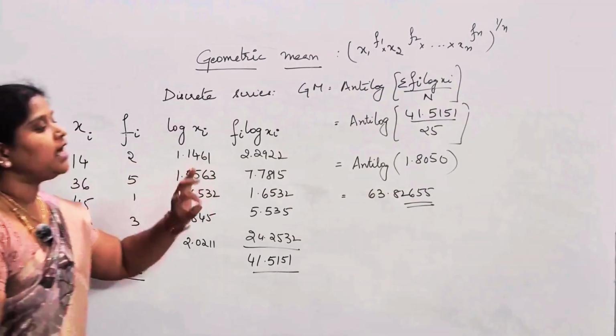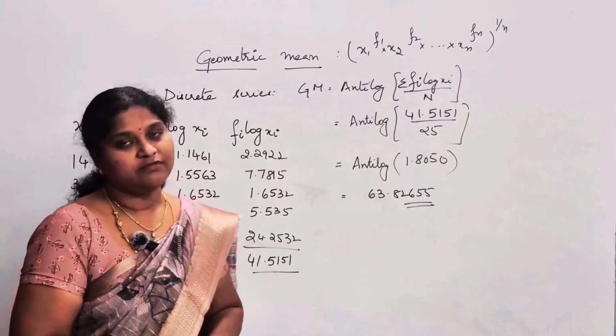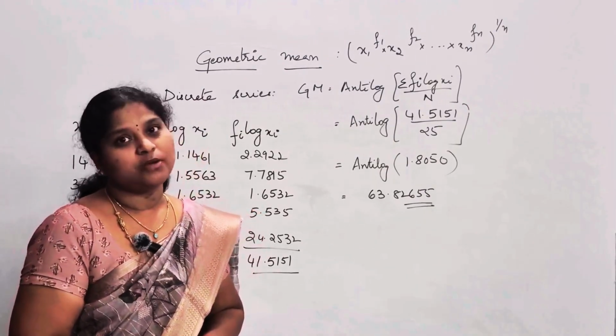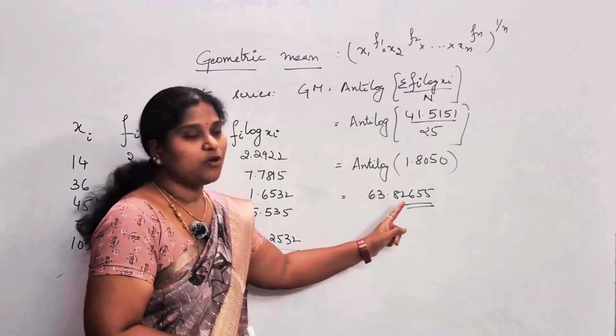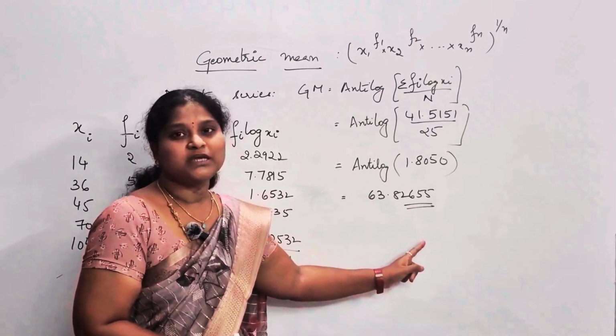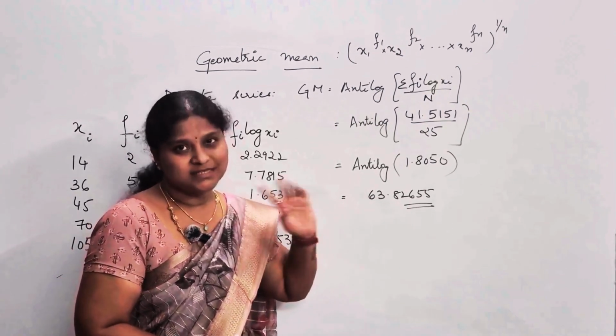So finally I get anti-log of 1.805, and finding out the anti-log value in scientific calculator, we get the geometric mean value as 63.82655. Now let us see how the geometric mean is calculated in continuous series.